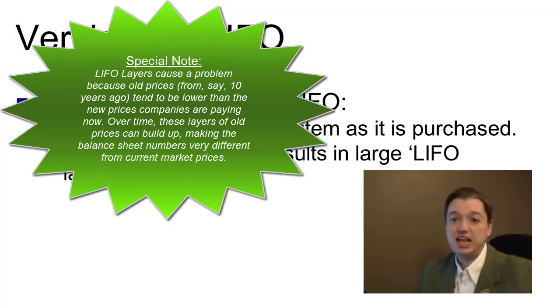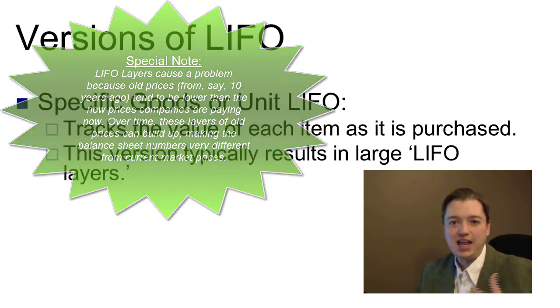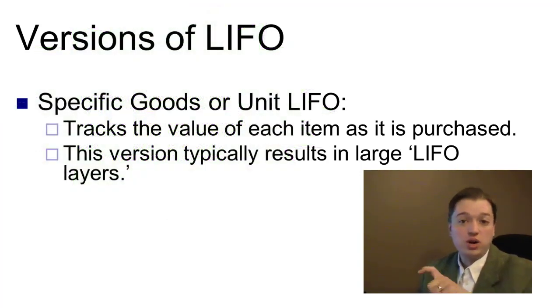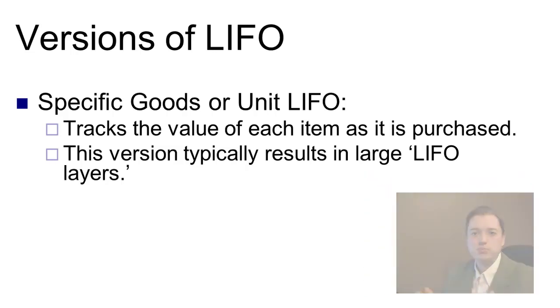This usually results in really big, what we call LIFO layers. You know, I'm buying these units at $8 now, I'm going to buy them at $10, then $15 or whatever. Those $8 and $10 stay in my ending inventory, and each one creates kind of a layer of this old inventory that's never being sold. And this specific goods LIFO tends to exaggerate this layers problem.